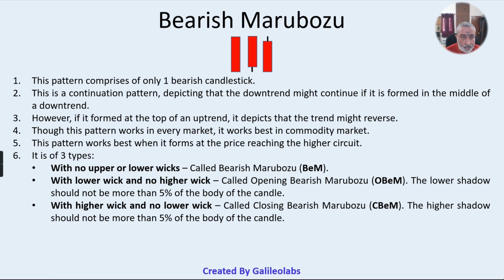The third one is with a higher wick and no lower wick. Now this is called a closing bearish Marubozu. The higher shadow should not be more than 5% of the body of the candle. If it is more than 5% of the body of the candle, then it will not be classified as a Marubozu candle.